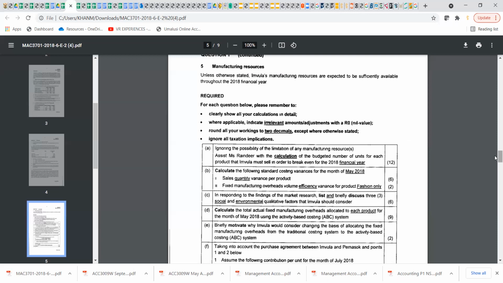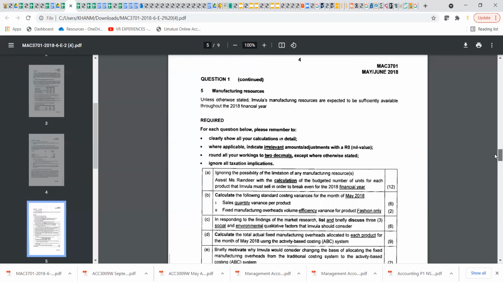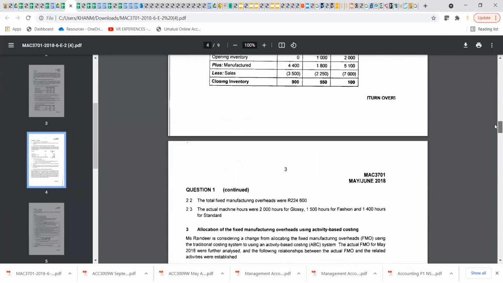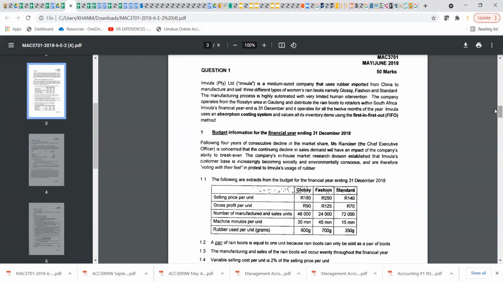So we're going to work out break even to assist Ms. Reindeer for the budgeted. So it's basically budgeted information for the financial year 2018. Done. We know where we need to look: budgeted, full year, and the date is 2018. So we know we need to be under this section over here. Take note, we read this already. There are three products: glossy, fashion, standard. The costing system is an absorption costing system.